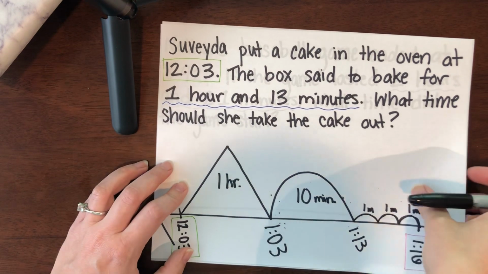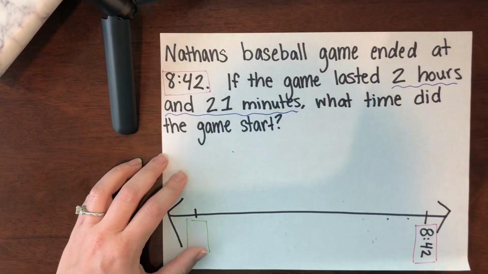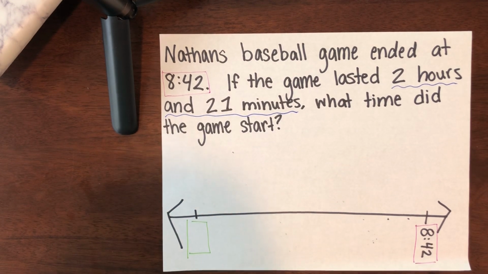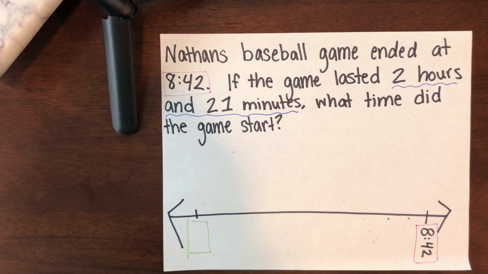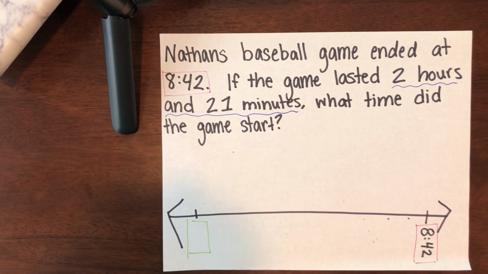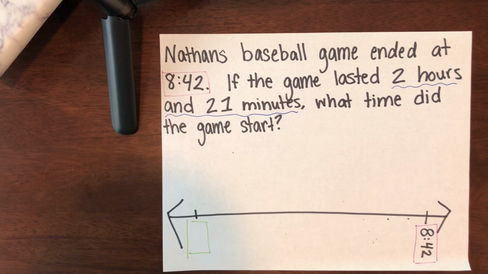All right, I'm going to show you our last type of question. So I'm going to read this one out to you. It says, Nathan's baseball game ended at 8:42. If the game lasted 2 hours and 21 minutes, what time did the game start? So I want you to think to yourself, what two things does it give you? And what are you trying to figure out?